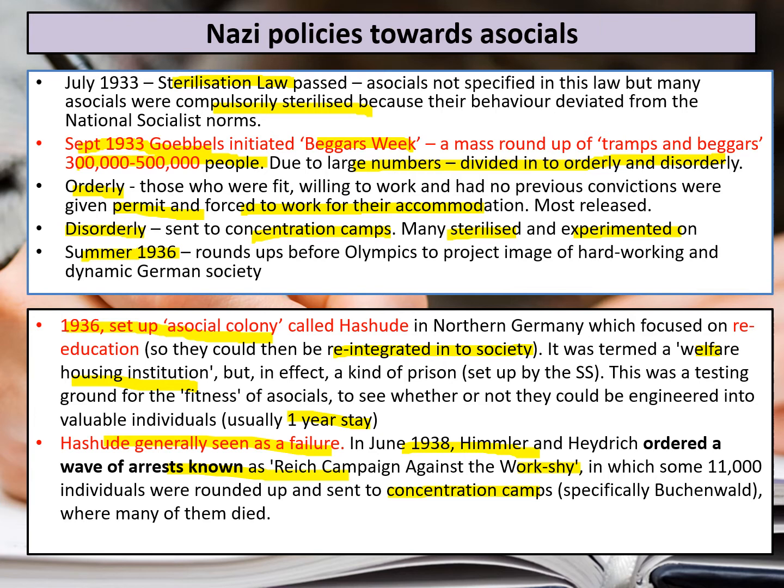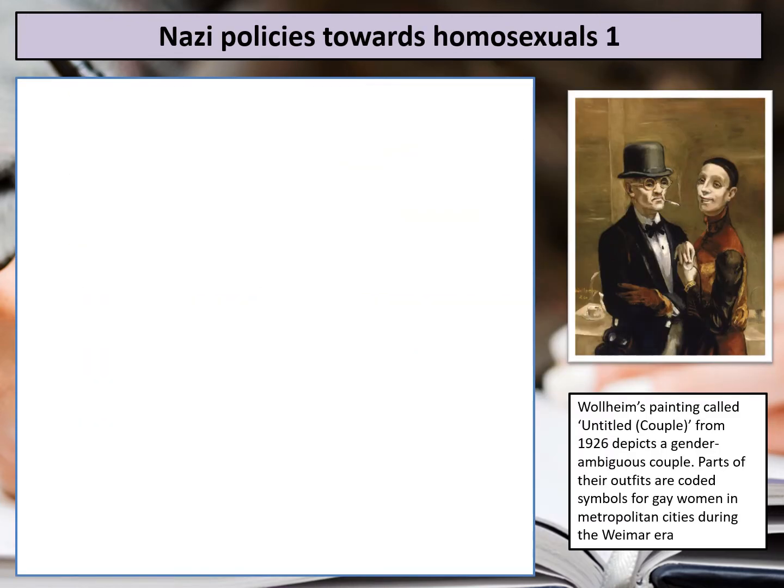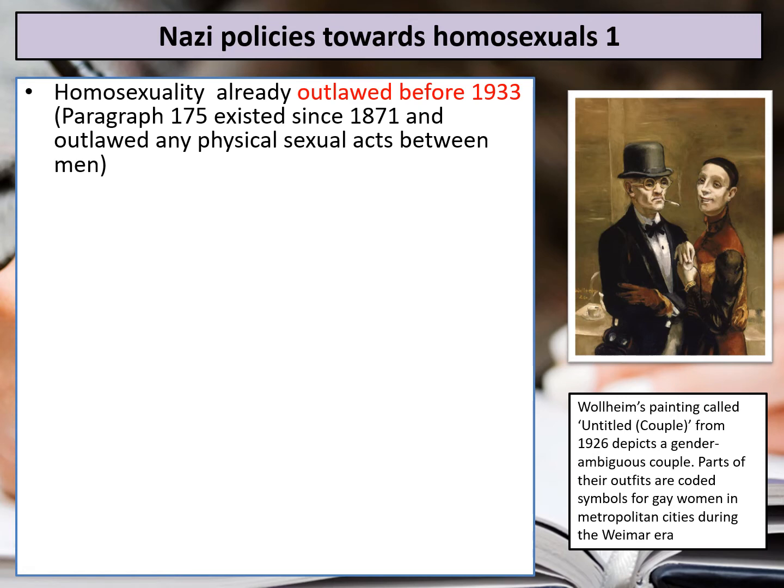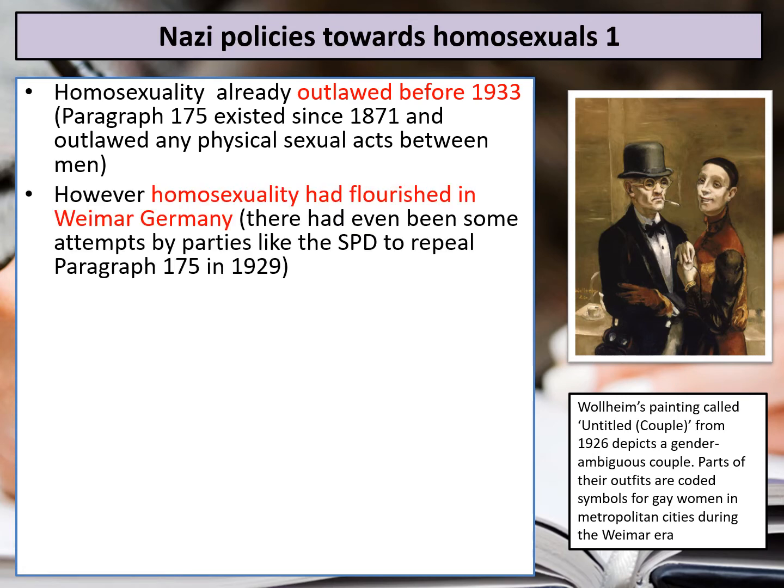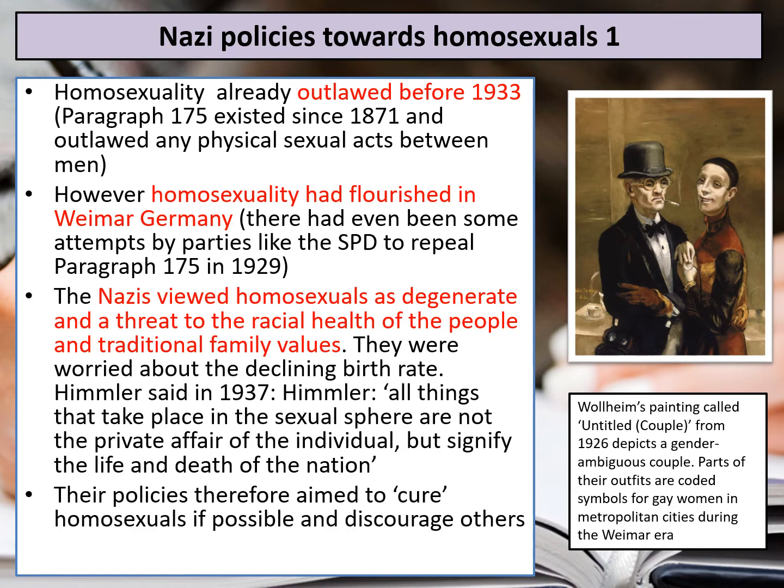So pause the video here if you want to make any notes about their policies towards the asocials. The next group that you need to know about is homosexuals and what Nazi policies were like towards them. Now on the next slide we're going to go through what the actual policies were, but to begin with we want to think about what was the position of homosexuals when the Nazis first came to power.